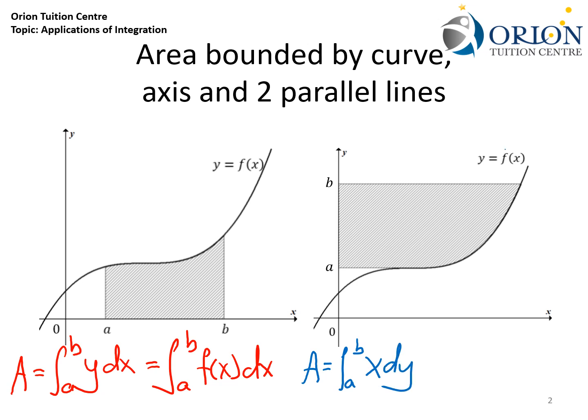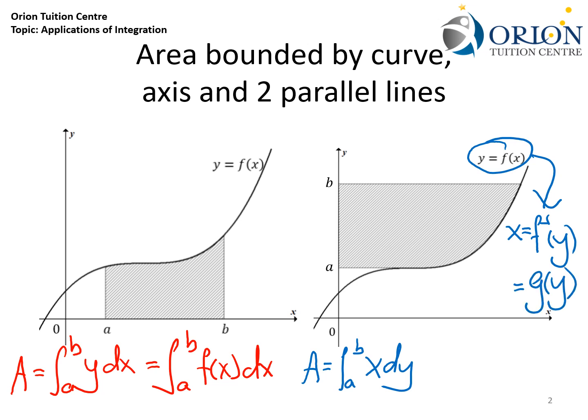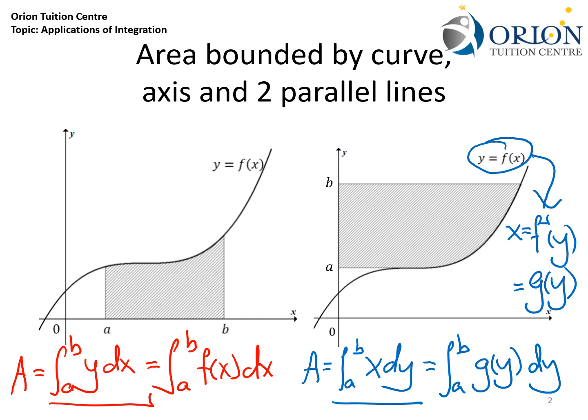And now since y is defined as y equals f(x), we will have to find out what x is in terms of y. From our functions chapter, we know that x is actually equal to f inverse of y, or simply we can call it another function of y, g(y). So we have integration of a to b of g(y) dy. Now, by using these two formulas, we will be able to find the areas very easily.